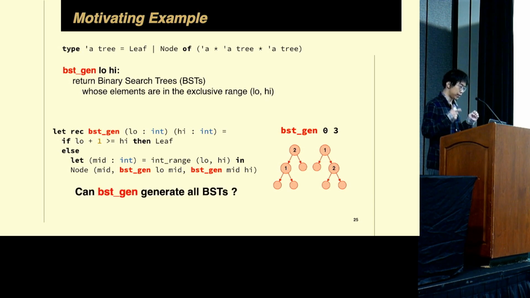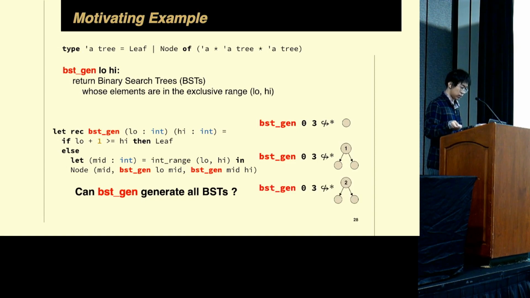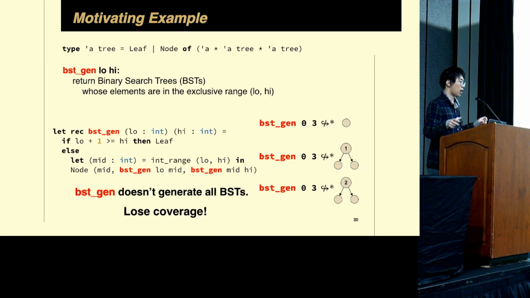One question is, can BSTGen generate all possible BSTs in the given range? Actually, it cannot. It cannot generate a single leaf tree. Of course, that is a BST, and all its elements are in the given range. It also cannot generate the tree with a single node containing 1 or 2. So we say BSTGen doesn't generate all BSTs. It means that it cannot cover all the test cases we want it to generate. We lose the coverage. That is bad.